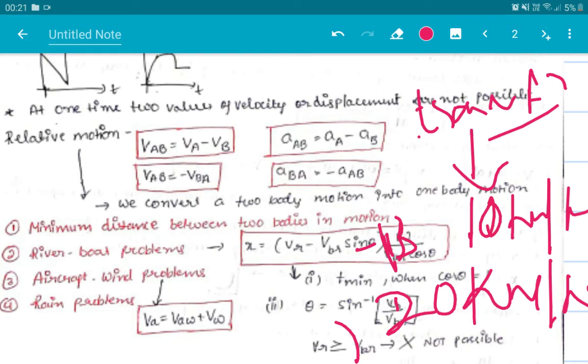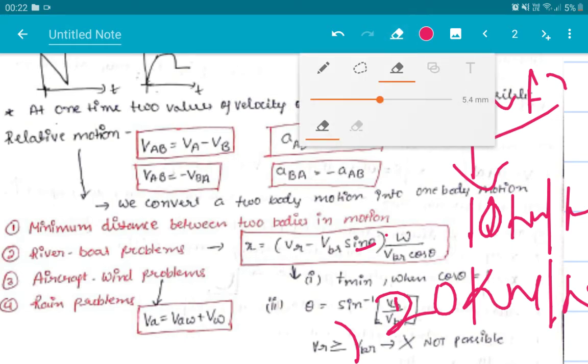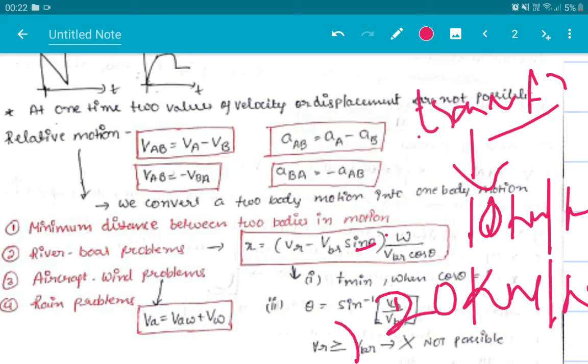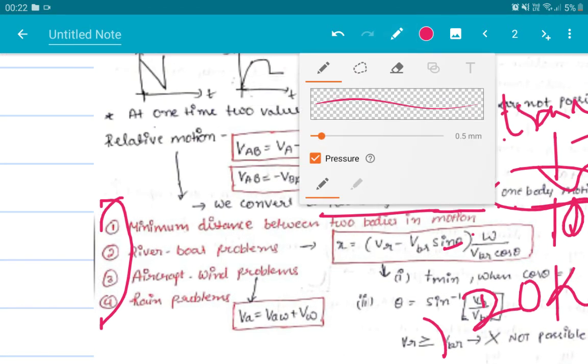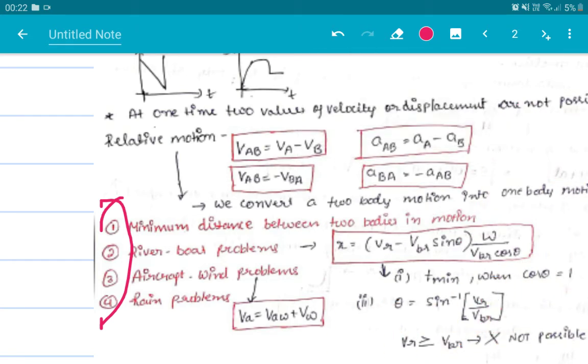So we convert a 2D two body motion into a one body motion, that is relative motion, right? With this relative motion there are four different types of sums which can be asked, and very important sums according to me also. So four different types of sums.